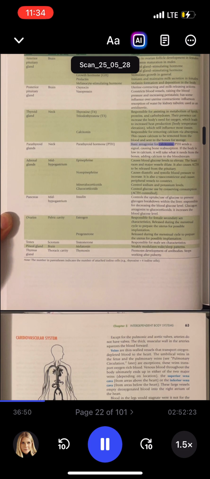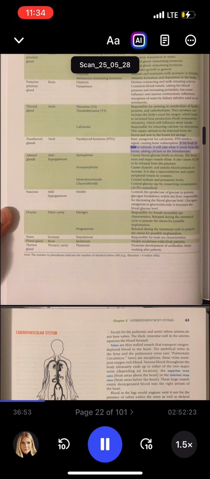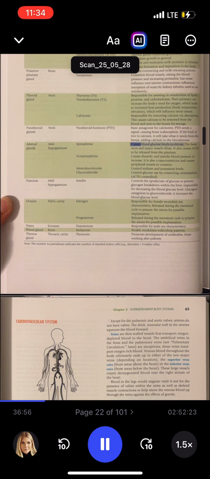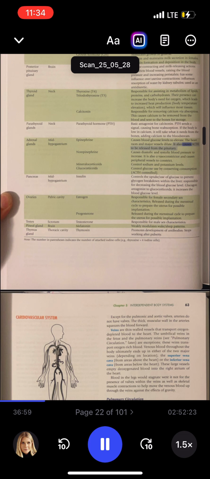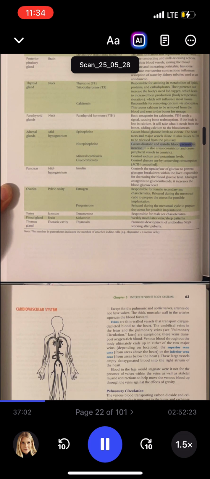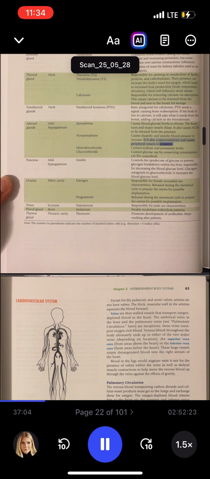Basic antagonist for calcitonin. PTH sends a signal, causing bone resorption. If the body is low in calcium, it will take what it needs from the bones, adding calcium to the bloodstream. Causes blood glucose levels to elevate. The heart races and major vessels dilate. It also causes ACTH to be released from the pituitary, and causes diastolic and systolic blood pressure to increase. It is also a vasoconstrictor and causes peripheral vessels to constrict.